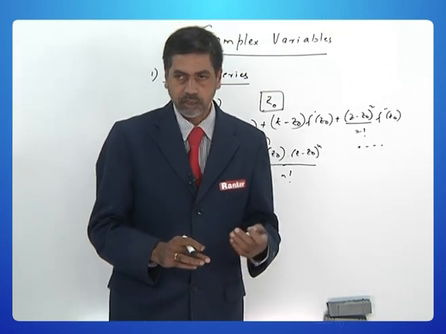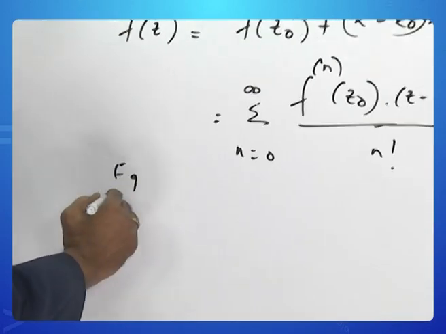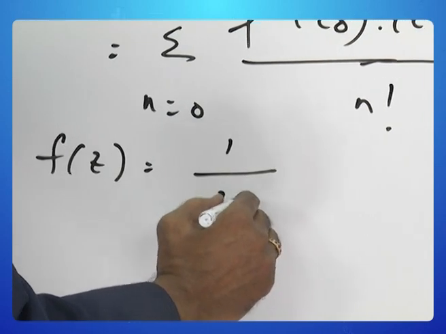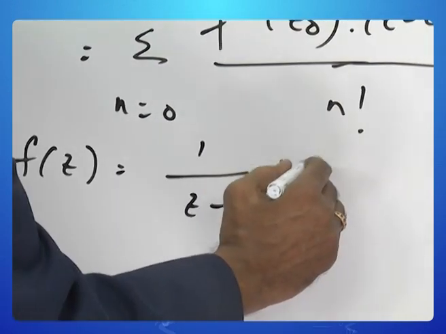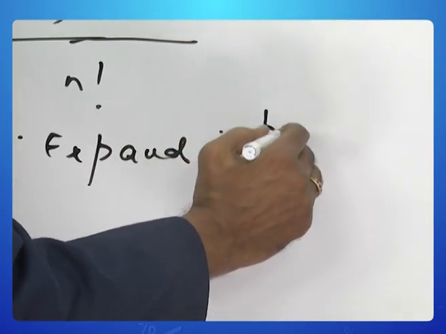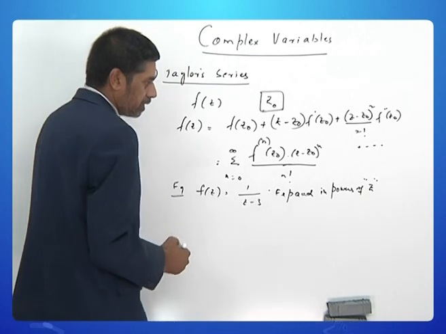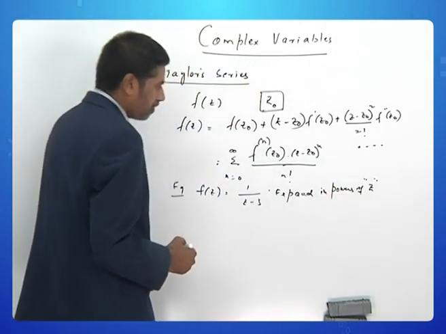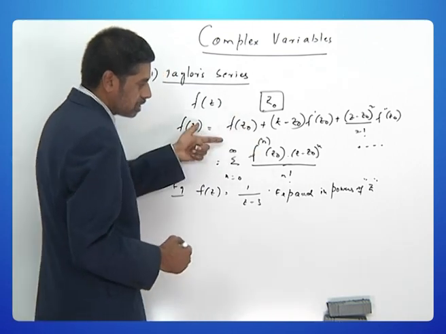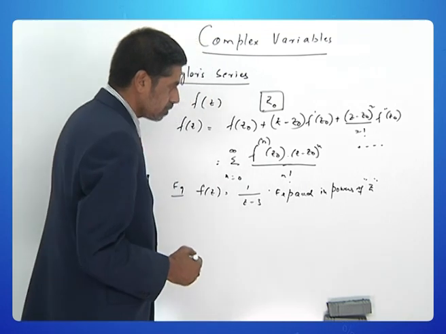But let us look at a very small example of a Taylor's expansion. Suppose we have f of z is equal to 1 by z minus 3, and we want to expand in powers of z. When I say powers of z, I mean powers of z minus 0. In fact, when you put z0 is equal to 0, the Taylor series is called the Maclaurin series, and Maclaurin series will contain powers of z. Therefore, in this question we are looking for the Maclaurin series of the function.